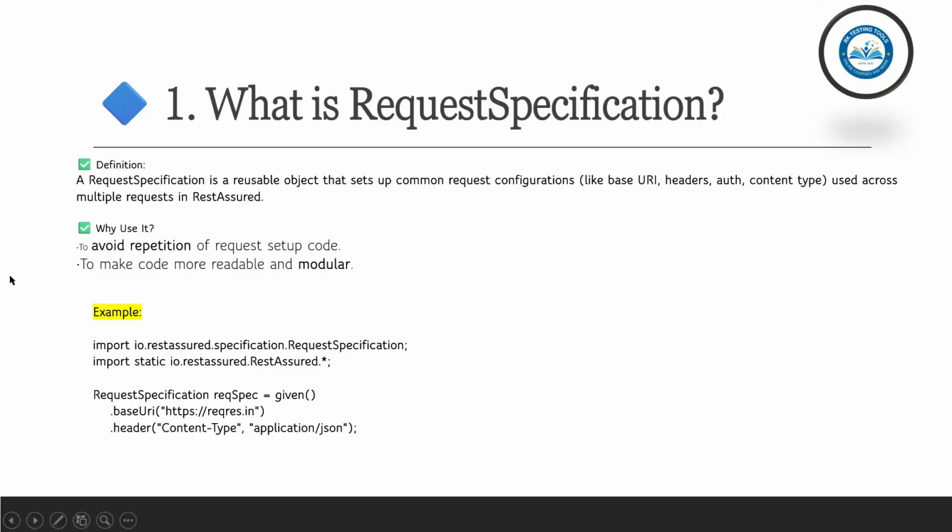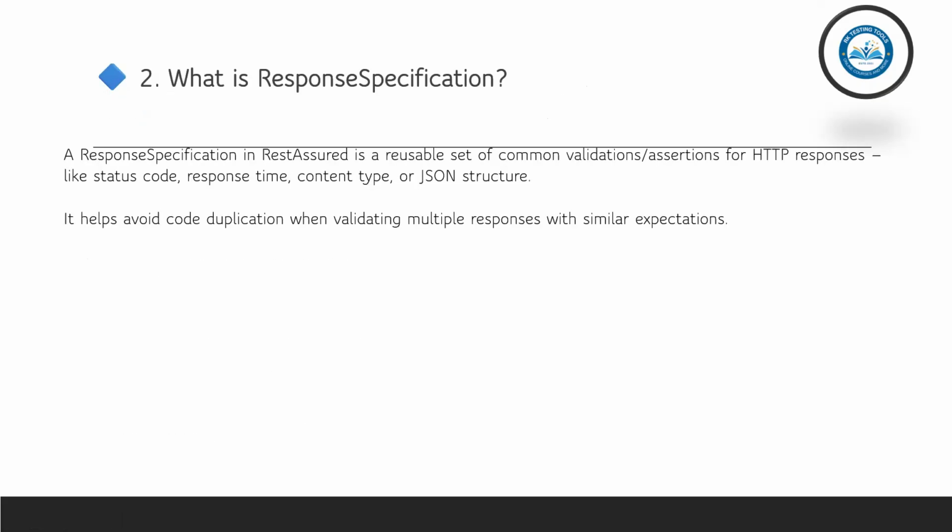But before that, why do we use this? To avoid the repetition of request setup code and to make code more readable and modular. This is an example of a request specification. When you create an object for the request specification, RequestSpecification reqSpec is equal to given().baseUri with the endpoint URL of your REST API, .header with content type application/json. This is a one-time configuration. No need to add it every time in your test method. You just have to pass this request specification object to your test method as a spec, and you can use that.